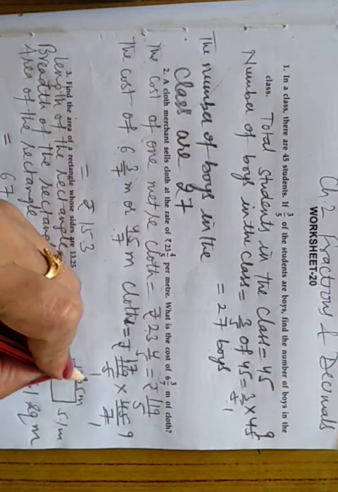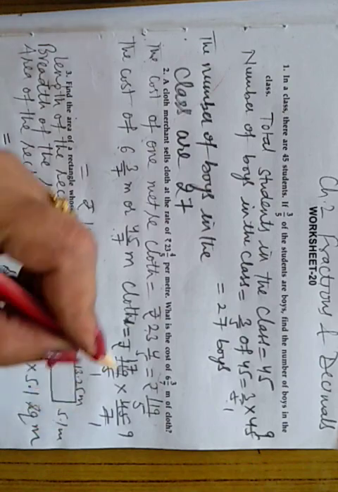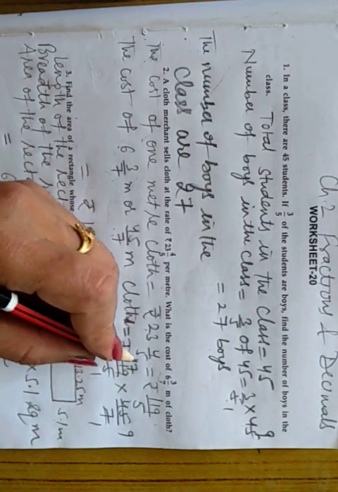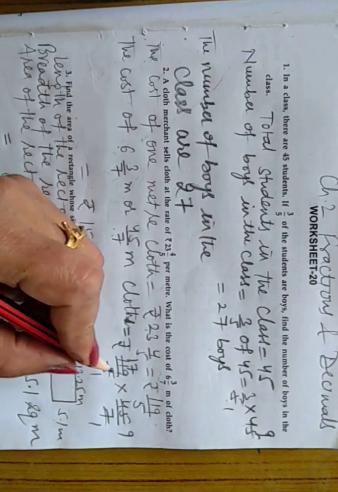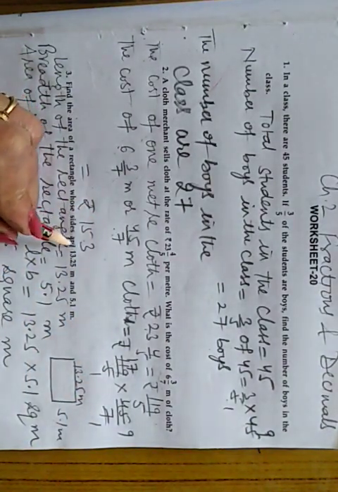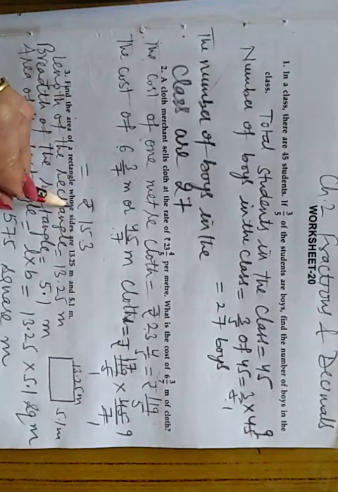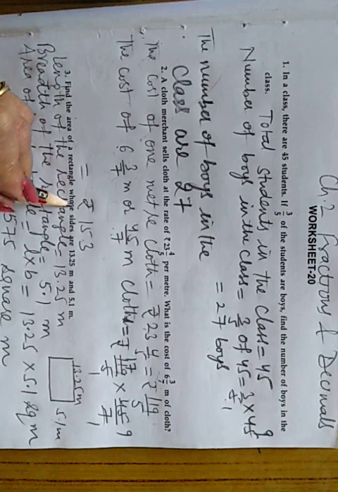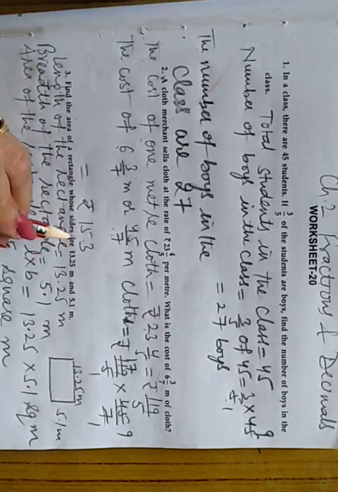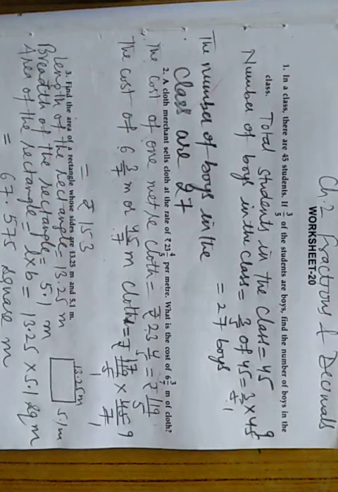Now simplify. 5 ones are 5, 5 nines are 45, then 7 ones are 7, here 7 ones are 7, 4 and 9 is 49, 7 7s are 49. You can simplify yourself also. Then 17 9s are 153. So the cost of 6 whole 3 upon 7 meters of cloth is rupees 153. This is our language problem.